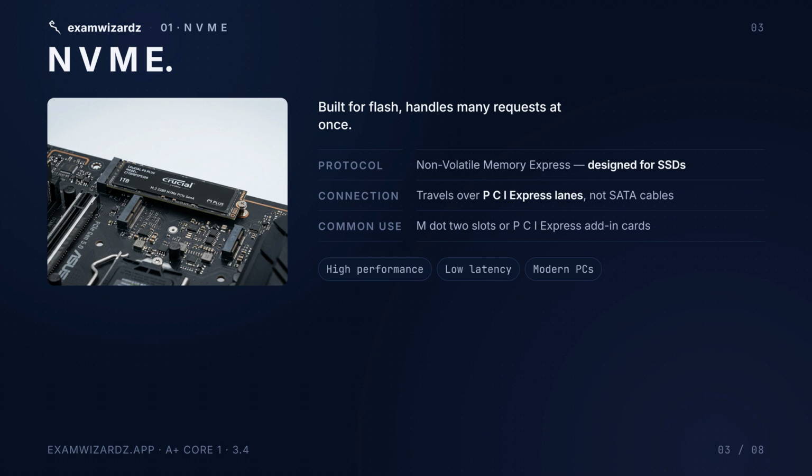Where do you actually see NVMe? Most commonly in M.2 drives installed flat on a laptop or desktop motherboard, and sometimes in PCI Express add-in cards when a system lacks an M.2 slot or needs more NVMe storage. The exam clue to lock in: when a question says NVMe, think PCI Express lanes, not SATA data cables.